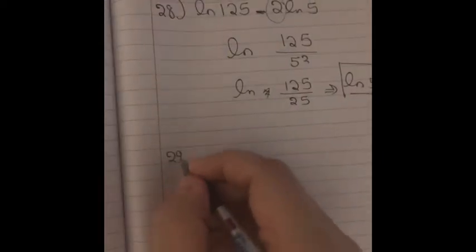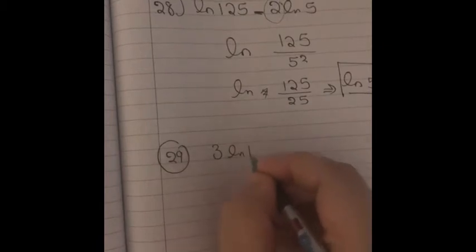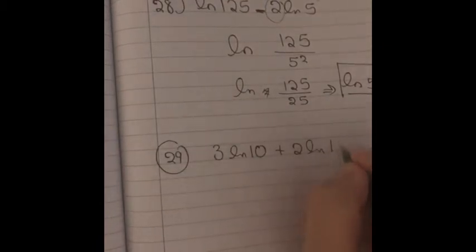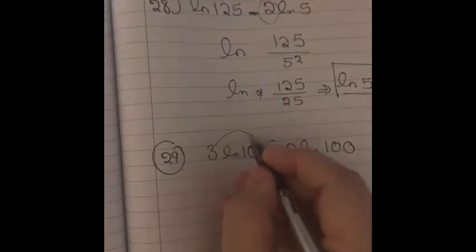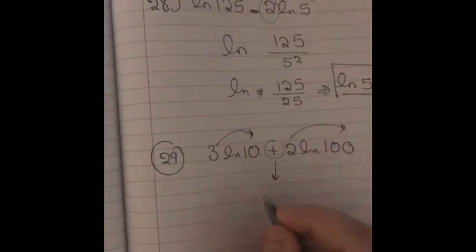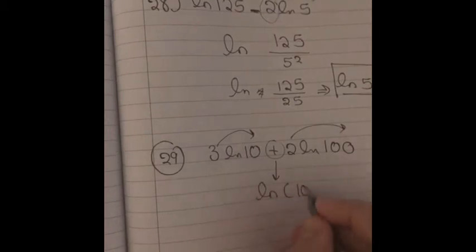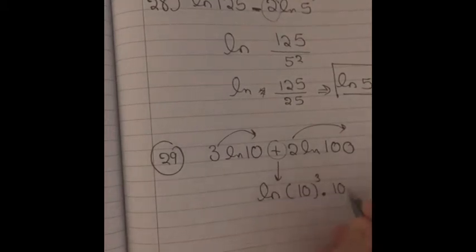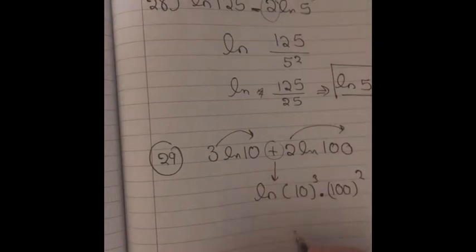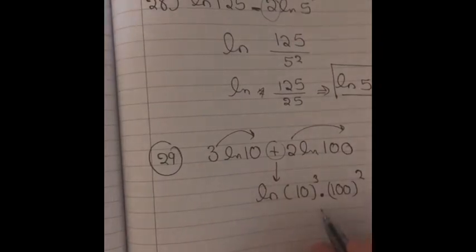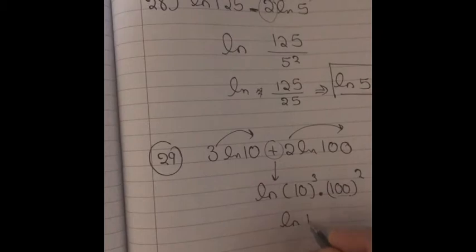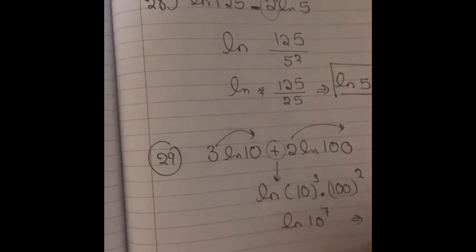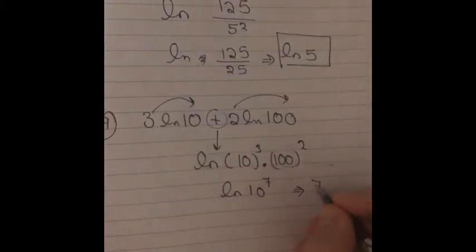Again, question 29. 3 ln 10 plus 2 ln 100. The plus, you can convert it into a multiplication and take the powers back to their places. So ln of 10 to the power of 3 times 100 to the power of 2. How many zeros now? These are 3 and these are 4, so I have 7. It's ln 10 to the power of 7, or I can write it as 7 ln 10.